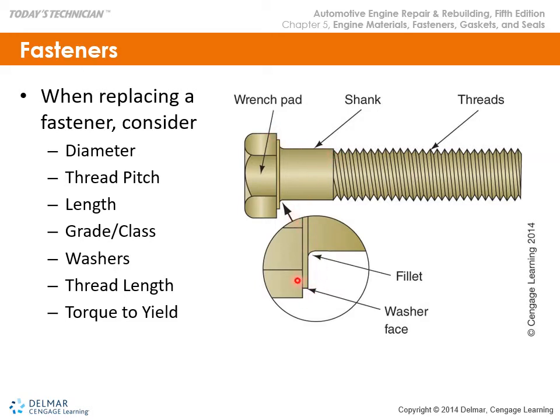Here we have a shoulder or a shank. We're going to find that there's a fillet. In some applications, it's very precise. That we have the head size. We may be using generic fasteners in some applications, and very specific fasteners that are OE engineered and designed for a specific application.